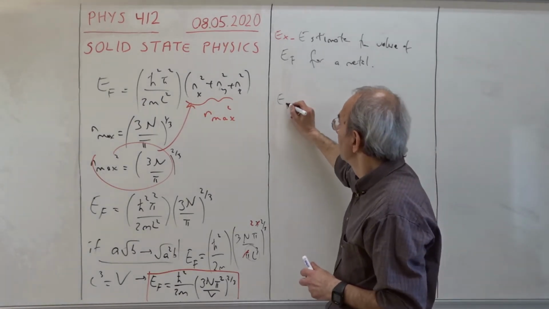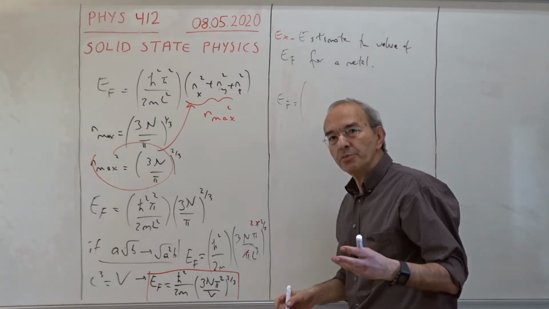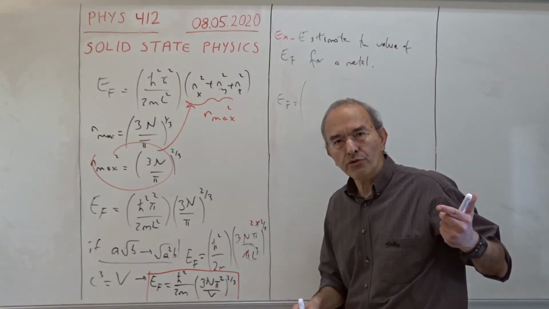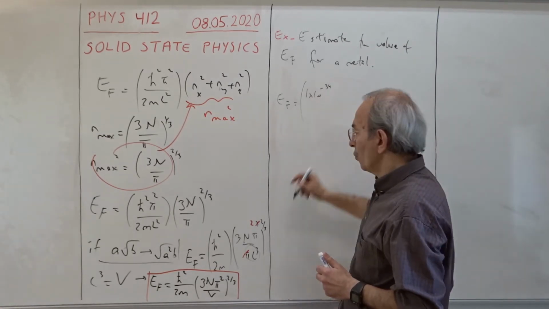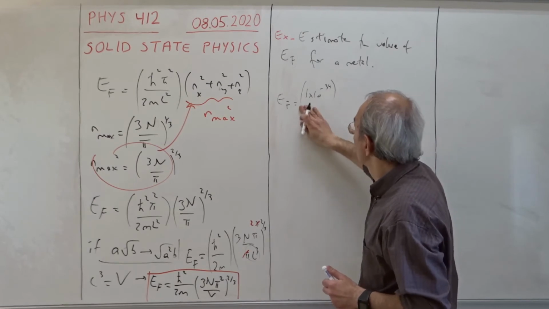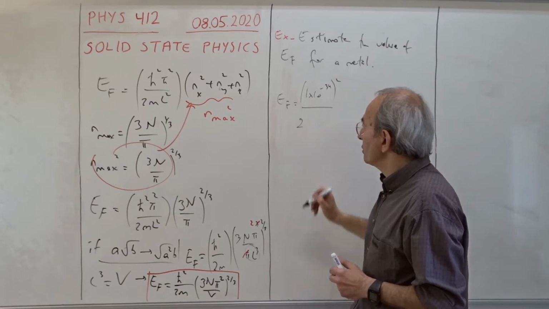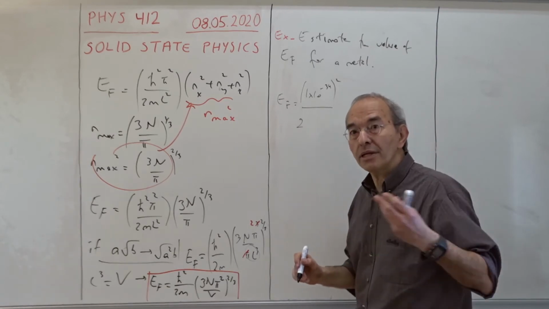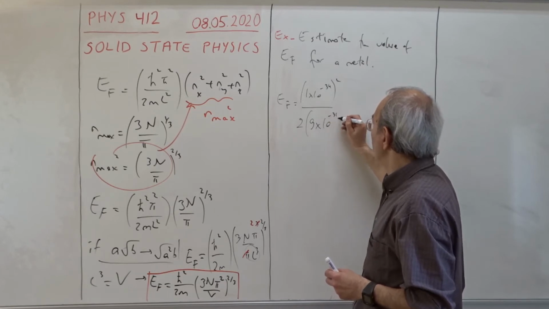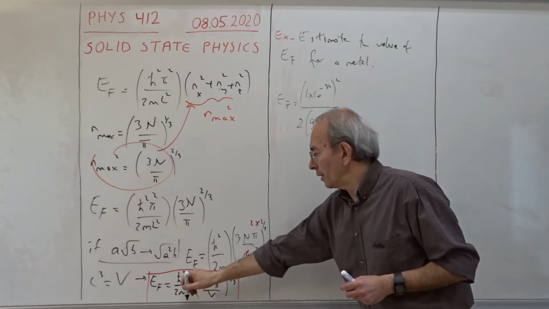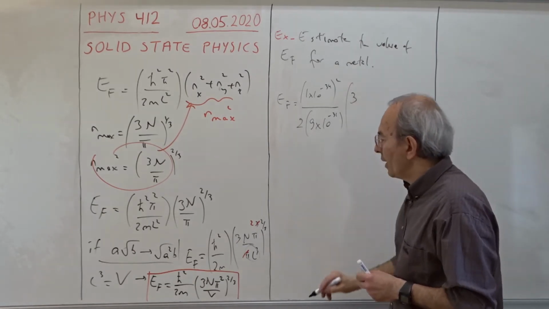Alright, EF is h bar. What is h bar? 1 times 10 to the minus 34, but squared. Divided by 2m. What is the mass of the electron? 9 times 10 to the minus 31. So h bar squared over 2m. Next, we have 3 N over V.